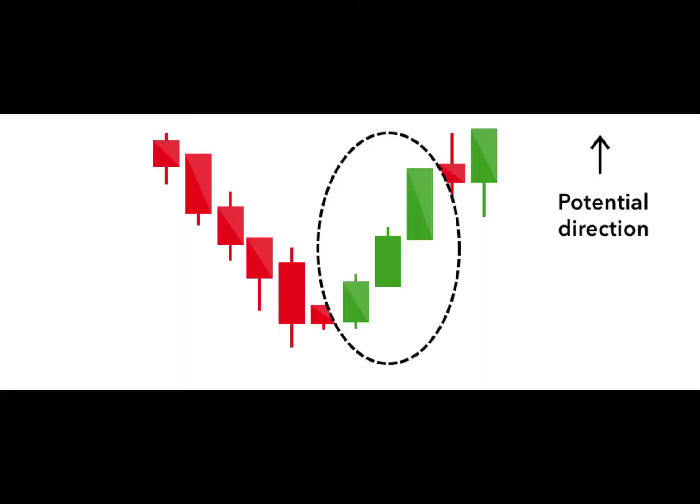3 white soldiers. The 3 white soldiers pattern occurs over 3 days. It consists of consecutive long bullish candles with small wicks, which open and close progressively higher than the previous day. It is a very strong bullish signal that occurs after a downtrend, and shows a steady advance of buying pressure.